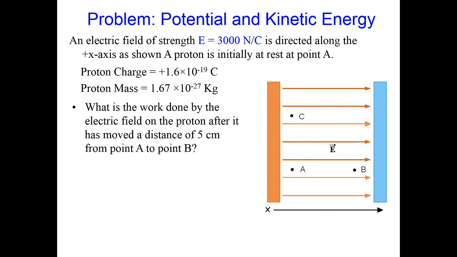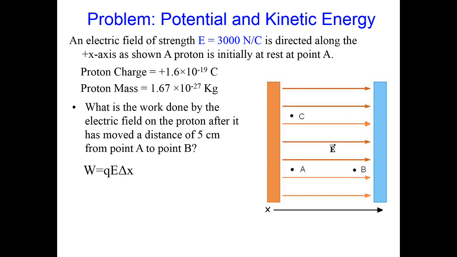Okay, so now we're given a problem. We have an electric field with a strength of 3,000 newtons per coulomb pointing to the right, and we've placed a proton at point A. The proton moves from point A to point B to the right, which is in the direction of the electric field, and the distance here is 5 centimeters. We are asked how much work is done by the electric field.